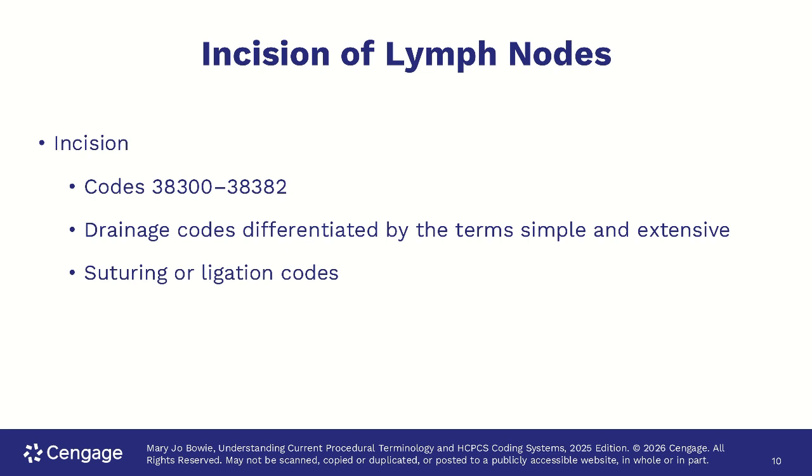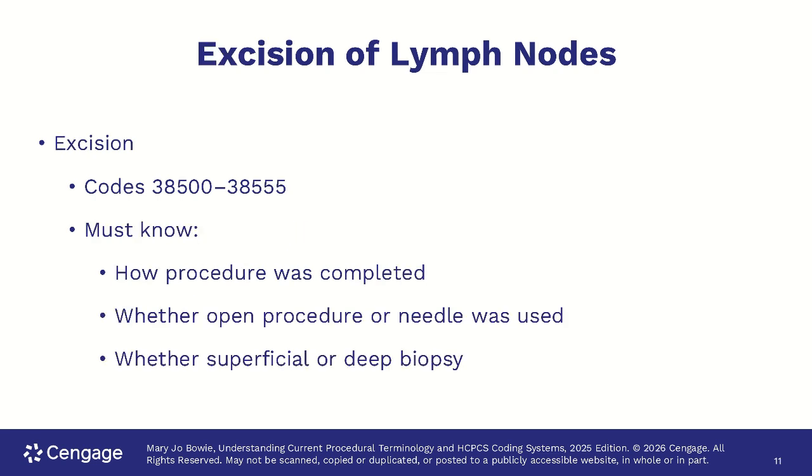We also have codes for incision into a lymph node, so lymphangiotomy, otomy. Then we also have suturing and ligation of thoracic ducts that are available. These codes are differentiated based upon if it's a cervical, thoracic, or abdominal approach. Then we have excisions of lymph nodes, and here you'll see things like biopsies, excision, dissection of the lymph node.